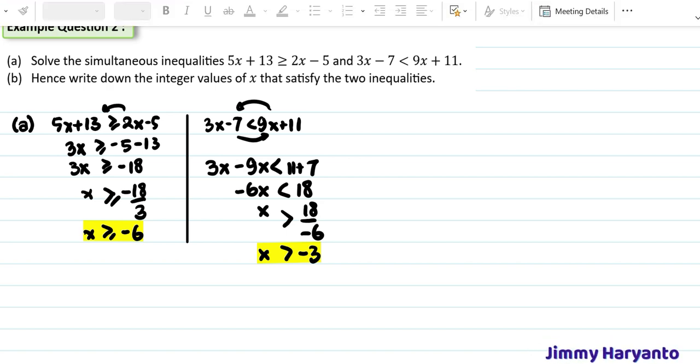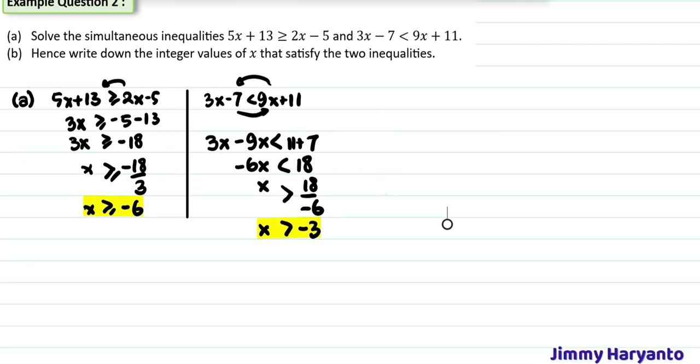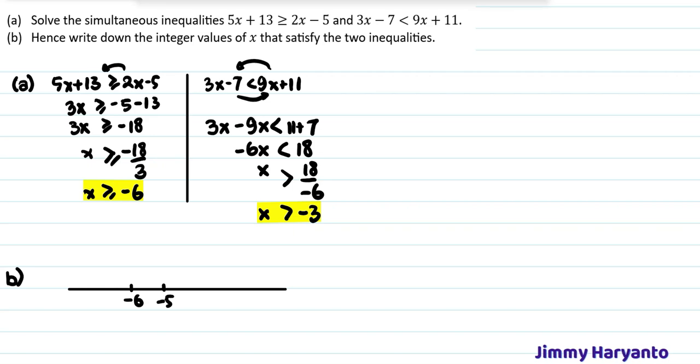Okay, and then what next? Okay, this is for the A, and then B. Hence, write down the integer value of x that satisfies the 2 inequalities. So for this one we have to use a number line, negative 6 right here, negative 5, negative 4, and negative 3.